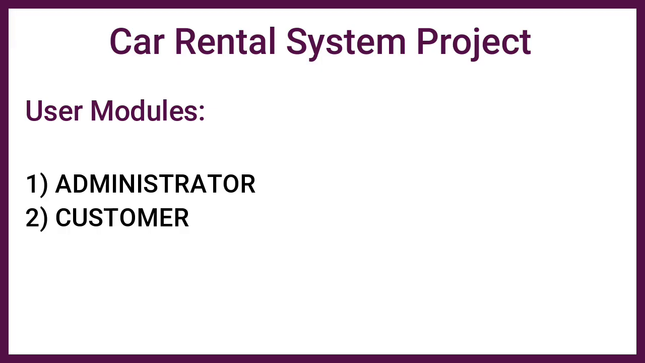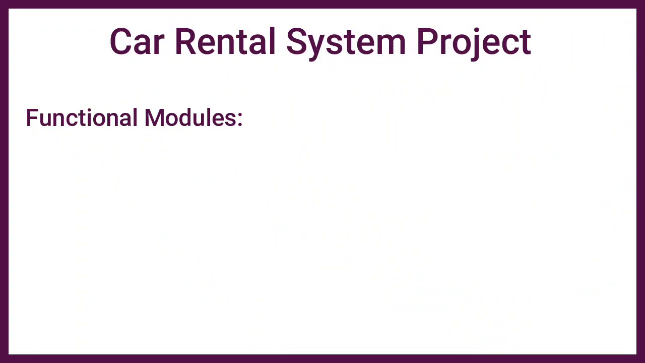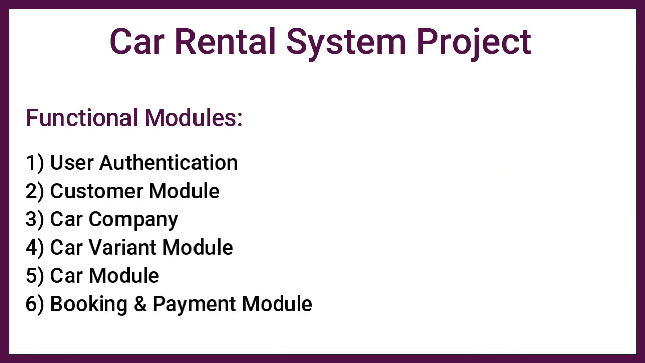Now let's see the functional modules present in the project. The very first and very important functional module is the user authentication module. The second one is the customer module. Then we have the car company module. Then we have the car variant module. The fifth one is the car module, and the last and very important one is the booking and payment module.